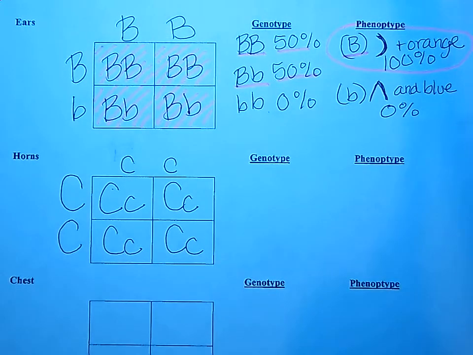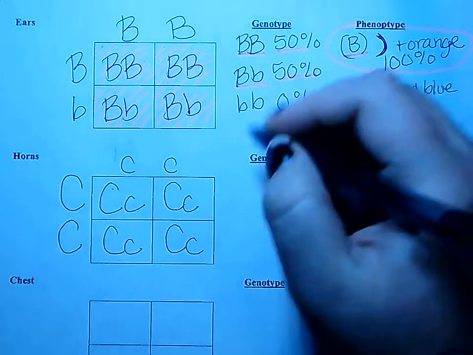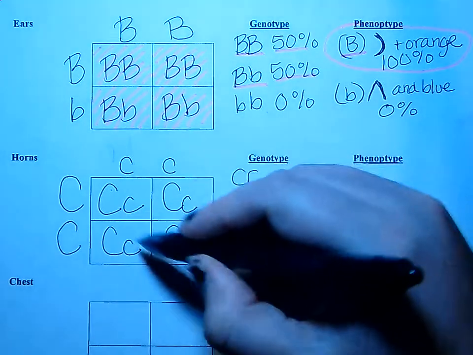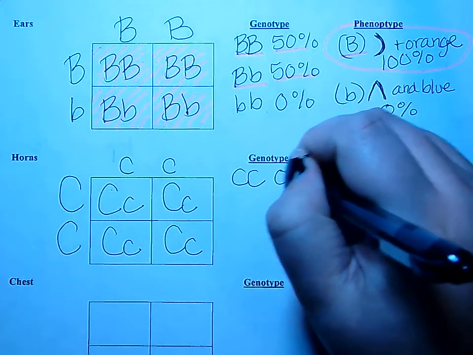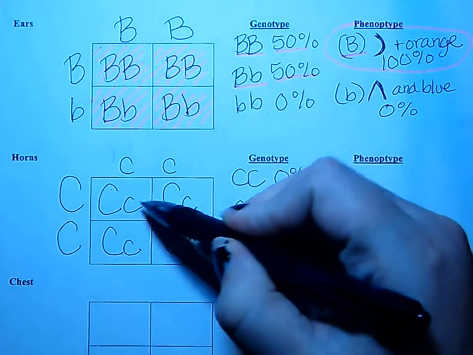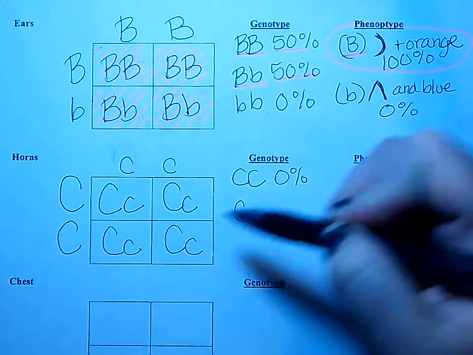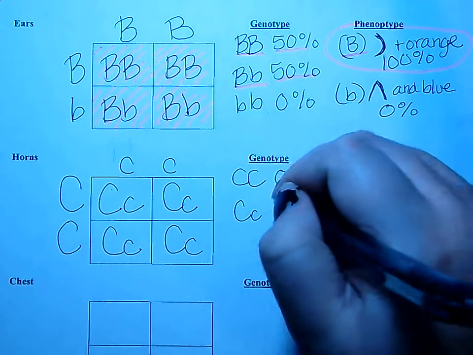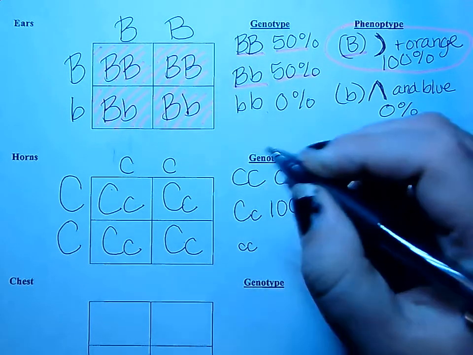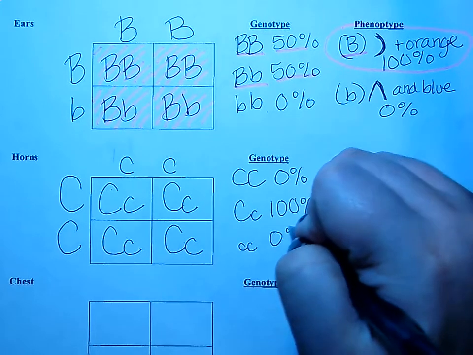Okay, remember for genotype, we write all the possibilities. Big, big, we have none in our Punnett square. Big, little, well, we have 4 out of 4, or 1, which is 100% the whole. Then little, little, we have 0%.